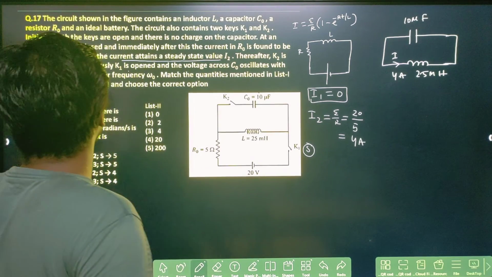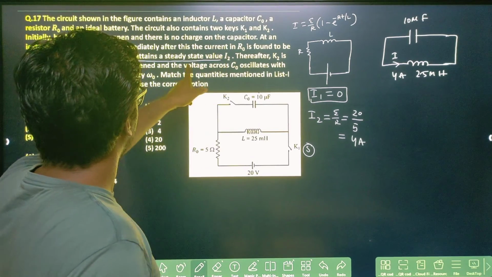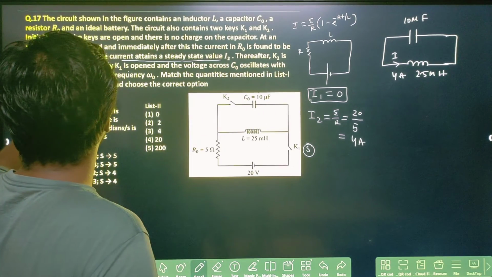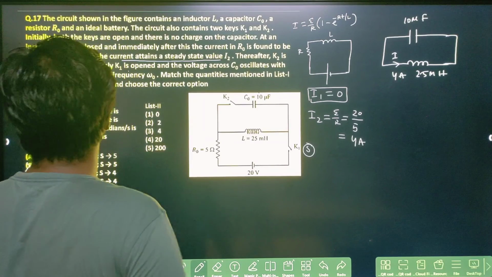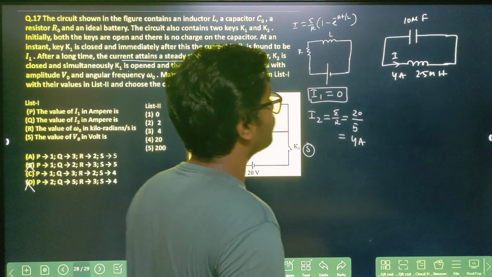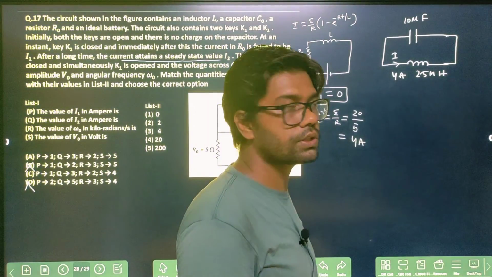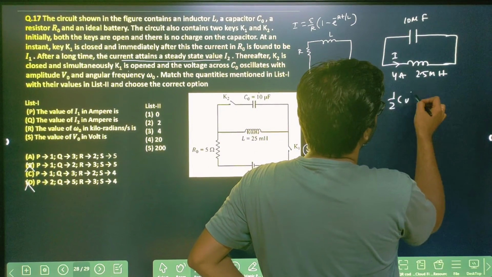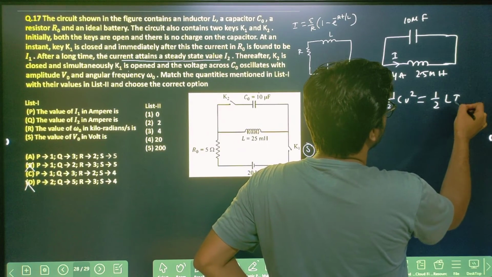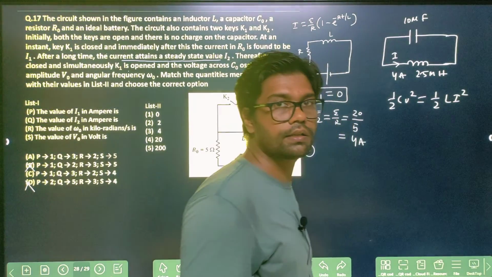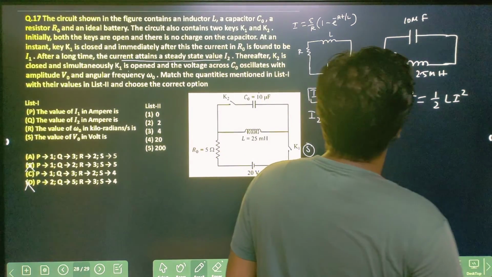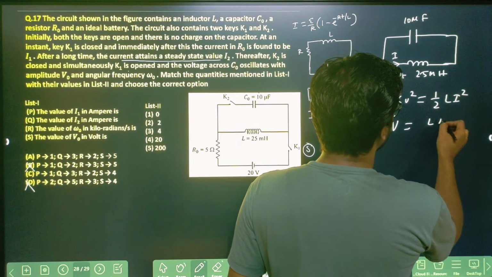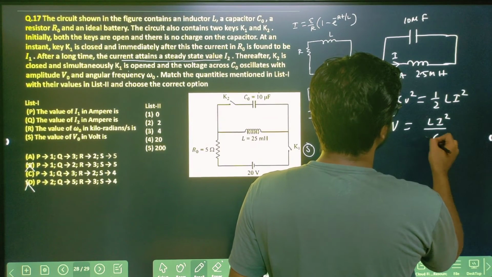So if you want to find out the V0, the voltage across C oscillates with the amplitude V0 and the angular frequency omega naught. You know that in an LC circuit the energy will oscillate, right? The energy for the capacitor will be half CV squared and this will be half Li squared. Both are the same. So V will be the square root of Li squared divided by C, right?